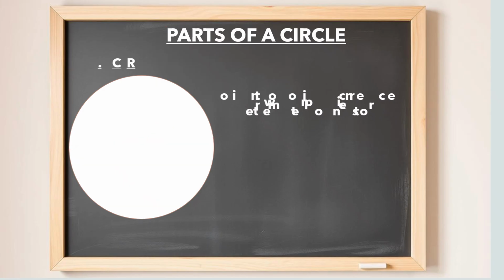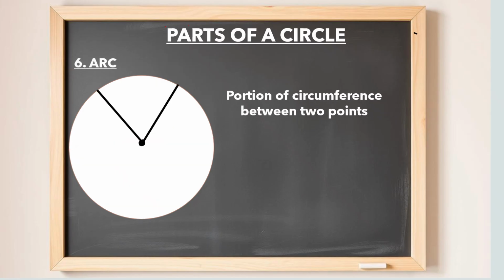Next, we define an arc. An arc is the portion of the circumference between 2 points. Let this be the first point and let this be the second point. You can see this part, you can see this arc. I'm not talking about the interior. I'm talking about this curve. This is called an arc.